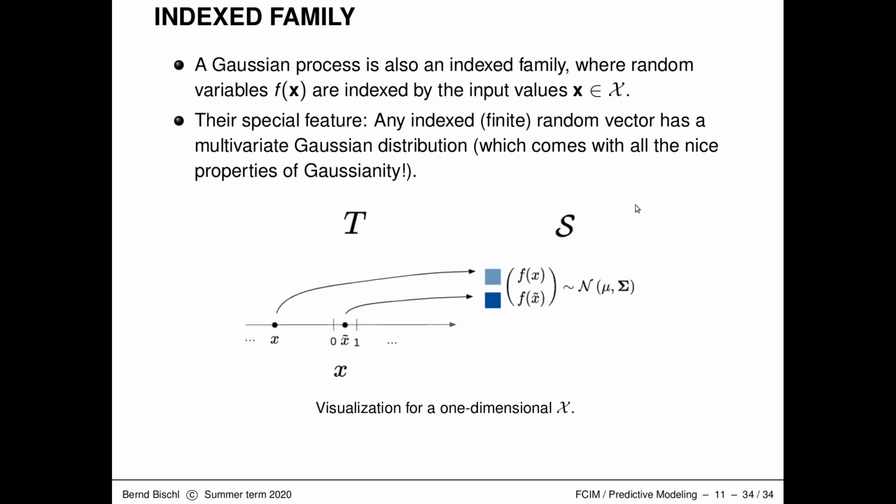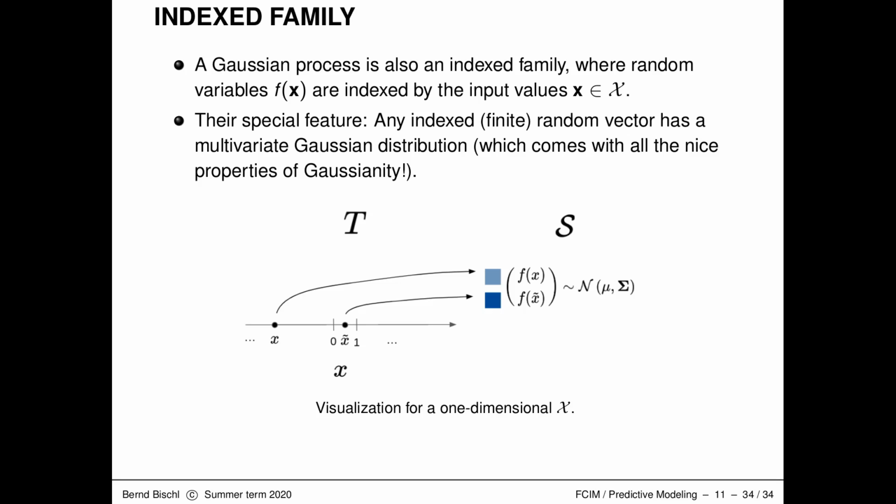What I mainly want to discuss in the context of Gaussian processes is that this index set is actually the real line or R to the P. So it's either the real line for a simple case where I talk about 1D functions, or when I really want to become machine learning, I want to have X as R to the P, a P-dimensional input space. And the special feature of the Gaussian process was that any indexed finite random vector has a multivariate Gaussian distribution with all of the nice properties of such Gaussian distributions.